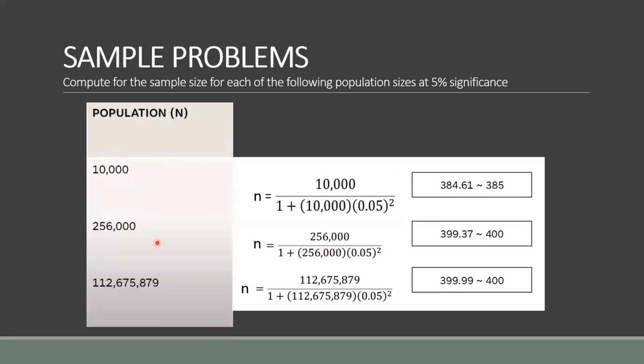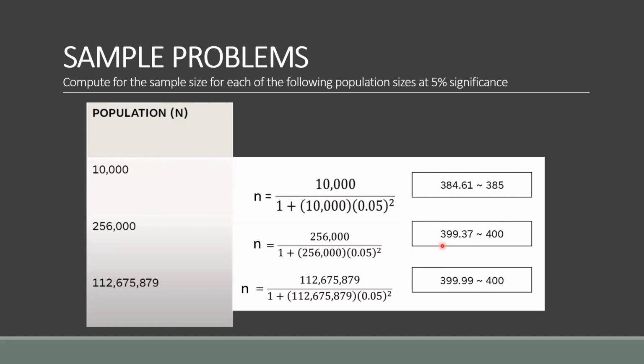Next, we have here 256,000 and 112,675,879. We will still be utilizing the same formula: small n is equal to capital N over 1 plus the product of capital N and E squared. But if you could observe, even though we have here different values, 256,000 and 112,675,879, the computed sample size for both would be 400. So this is already rounded up.